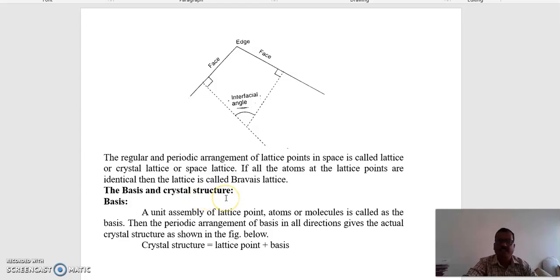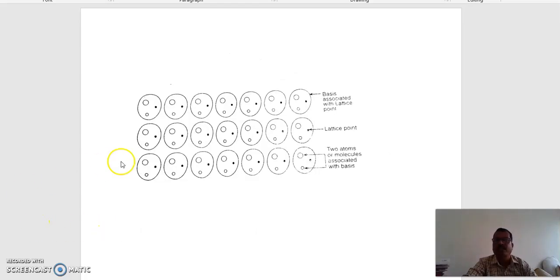The basis and the crystal structure. First, the basis. A unit assembly of lattice point atoms or molecules is called the basis. It can be shown in the following figure. This whole thing is the basis associated with a lattice point: a lattice point and these two atoms or molecules.